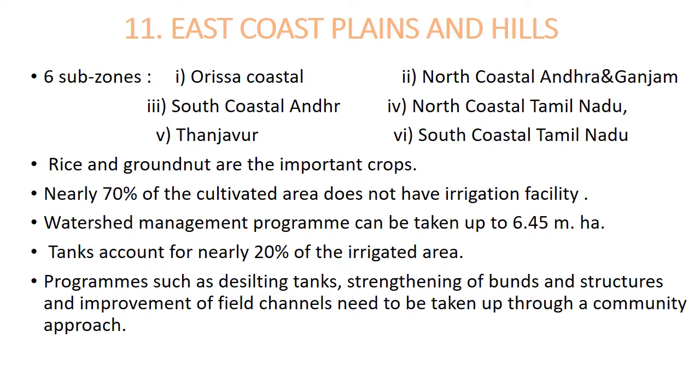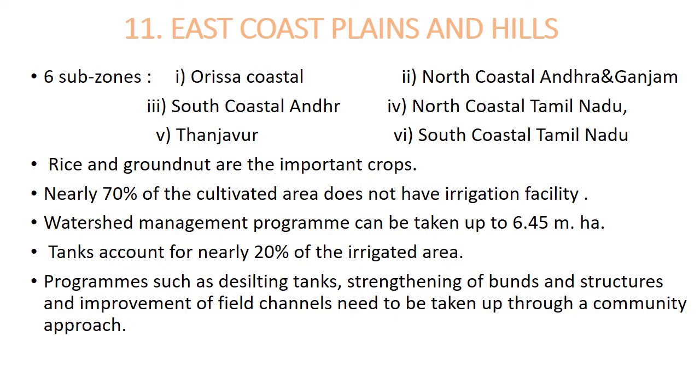Next, East Coast Plains and Hills. It consists of 6 subzones, that is Orissa Coastal, North Coastal Andhra and Ganjam. Next, South Coastal Andhra, North Coastal Tamil Nadu. Next, Tanjavur, South Coastal Tamil Nadu. Here, rice and groundnut are the important crops. 70% of cultivated area does not have any irrigation facility. Watershed management program can be taken up on 6.45 million hectares. Tanks account for nearly 20% of the irrigated area.